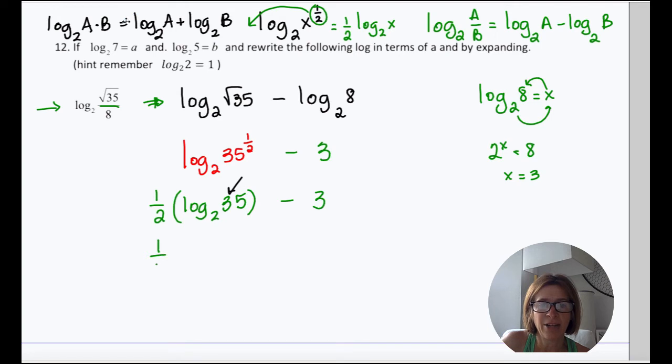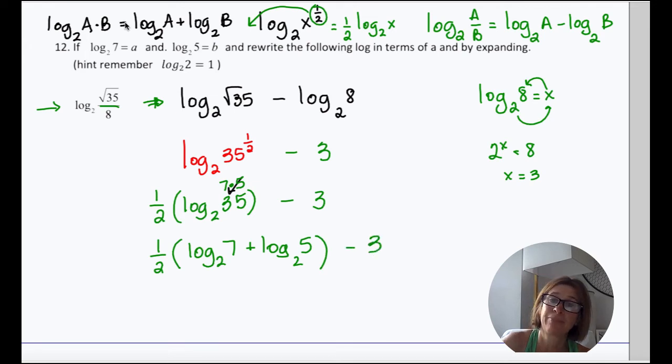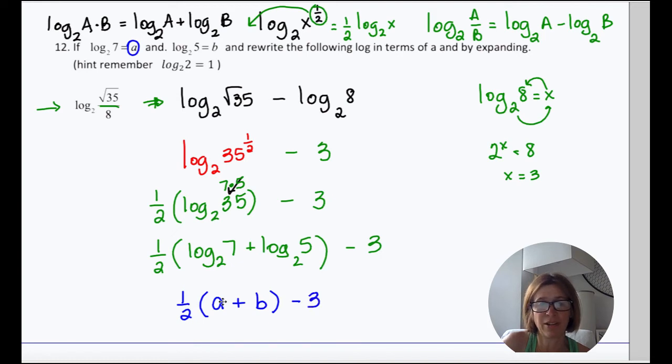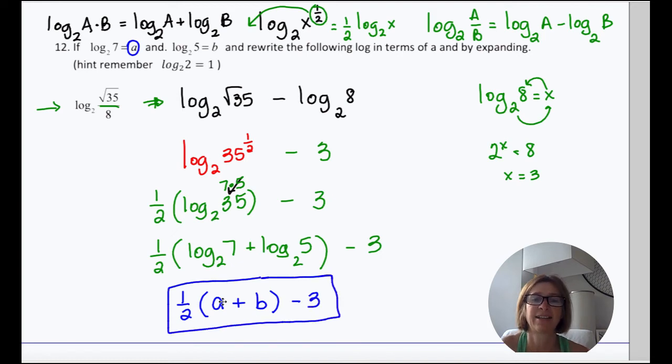Okay, so I know that 35 is 7 times 5. I can rewrite that so I can use this property. So that's going to give me 1/2 log base 2 of 7 plus log base 2 of 5 minus 3. Okay, well, log base 2 of 7 we said was a. And log base 2 of 5 was b. And so there is my expression written in terms of a and b.